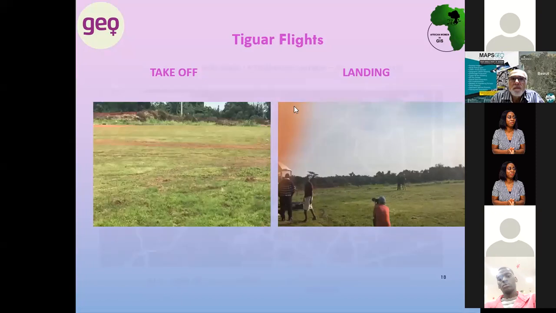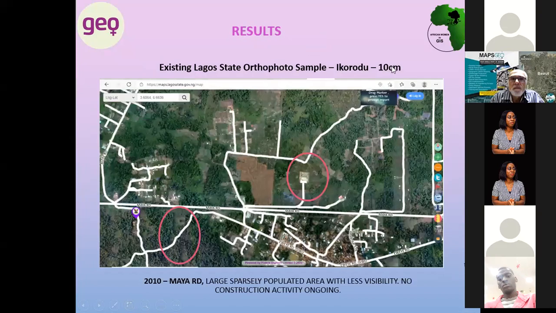Okay, so here I'm showing some of the results of the data capture that we have carried out. I'm going to be comparing images from 10 years ago and images from now. On the screen, you can see an existing image, some of the old images that Lagos State has in their archive. This is a sample image of an area in Ikorodu, Lagos State. This was part of the images that were captured 10 years ago. This has a resolution of 10 centimeters.